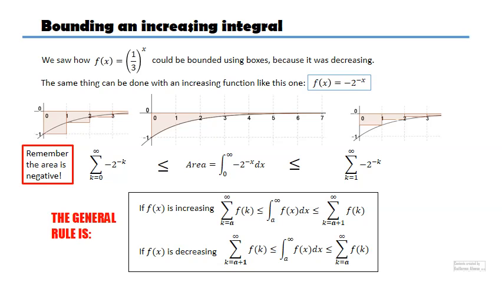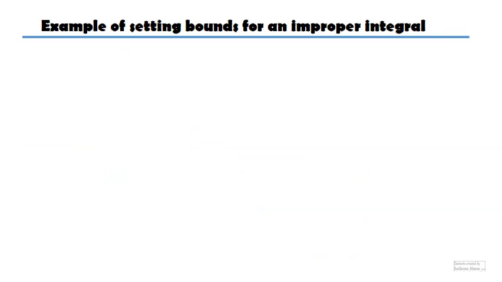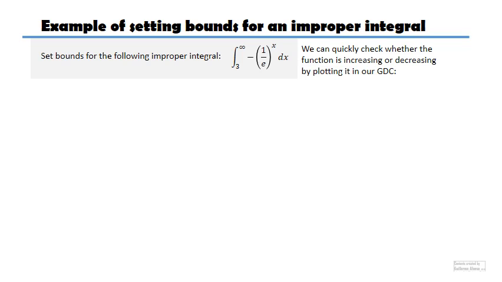Now let's use it. Let's use it actually for an integral. Now, suppose we have to set the bounds for this improper integral from 3 to infinity of minus, open brackets, 1 over e, all of it to the power of x dx. Great. So, okay, is it increasing or decreasing? Let's check, just in case. Just check on the GDC. Okay, so it's increasing. Wonderful.